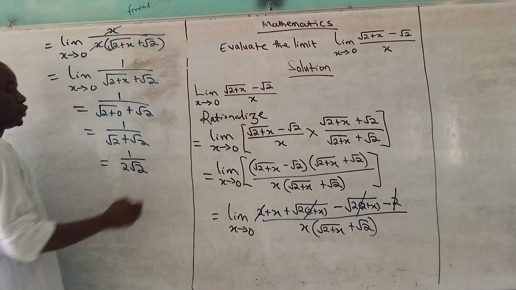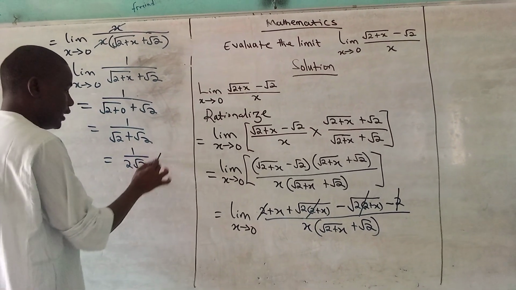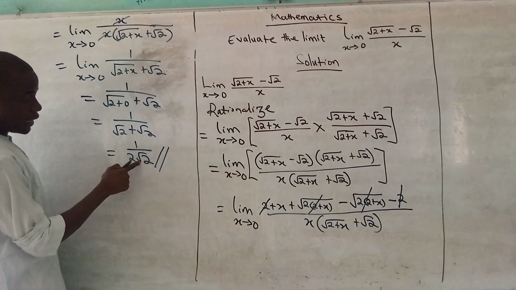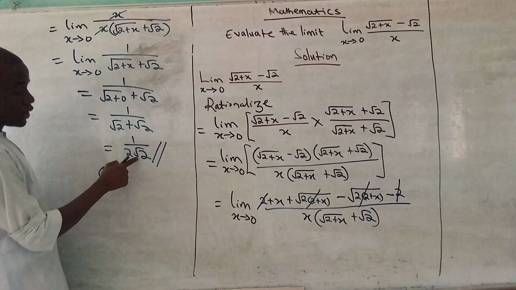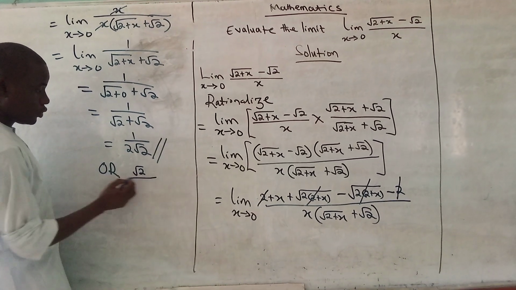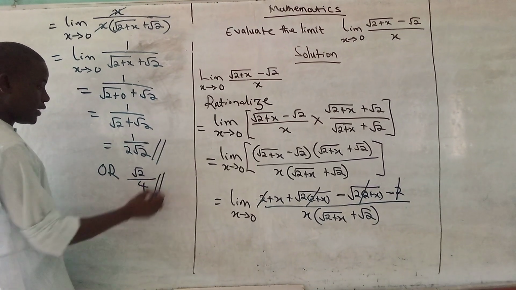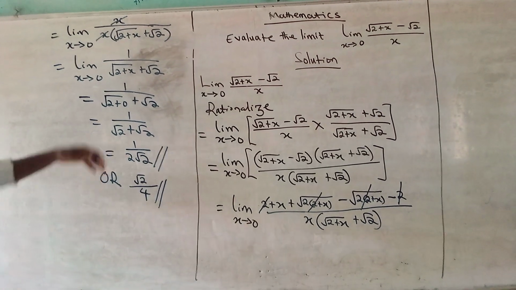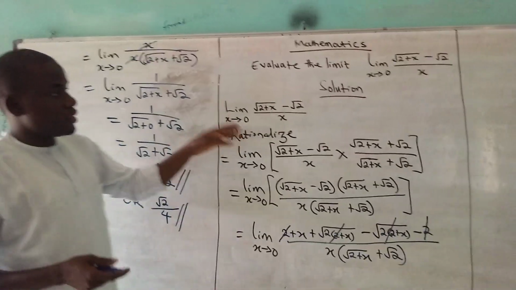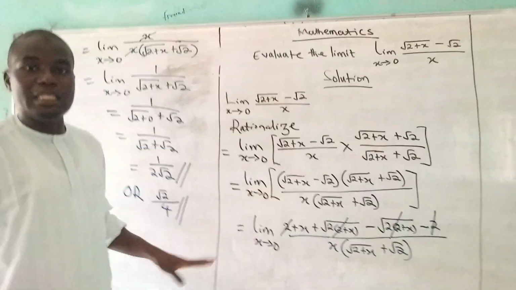which is 2 root 2. So you can leave it like this, or you can rationalize by multiplying both numerator and denominator by square root of 2. You have square root of 2 divided by 4. You can also use indices to apply this further. Thank you.